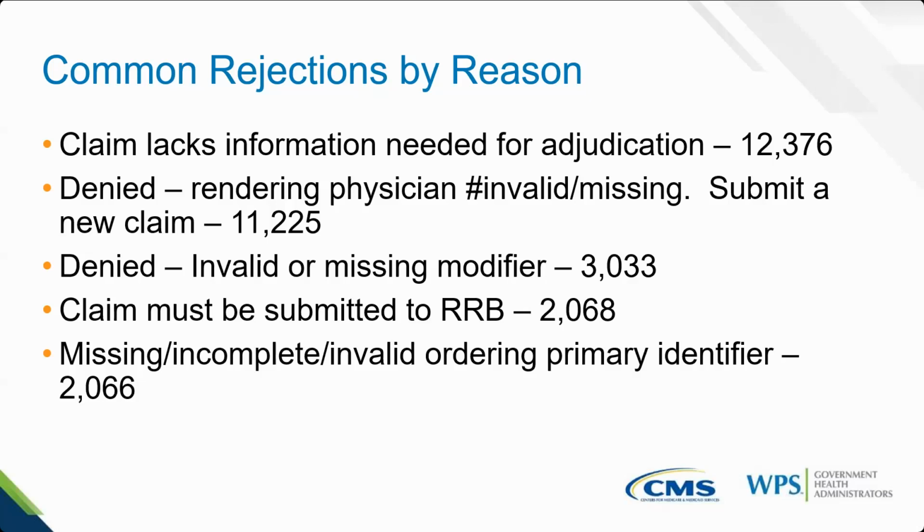I mentioned to you some of these are a little bit cryptic. Some of them are a little bit more descriptive. But in this case, "claim lacks information needed for adjudication" was the reason for denial 12,376 times. What you'll want to do is check the claim over and make sure that all of the information that is needed for adjudication or processing is included.